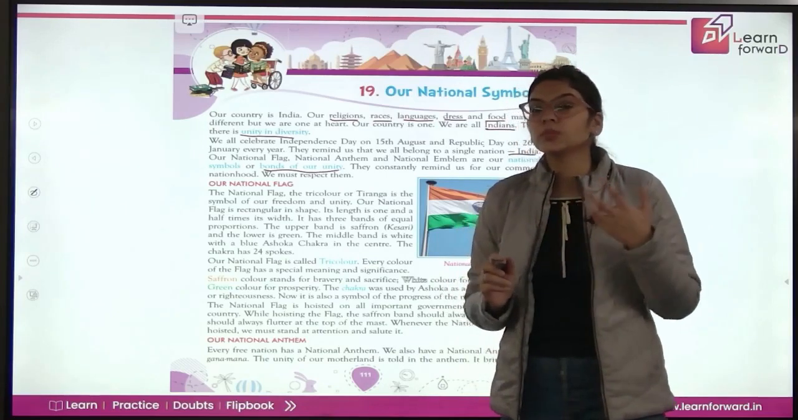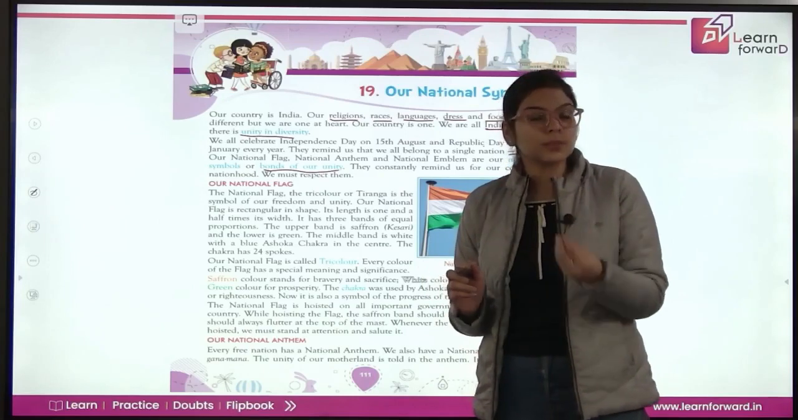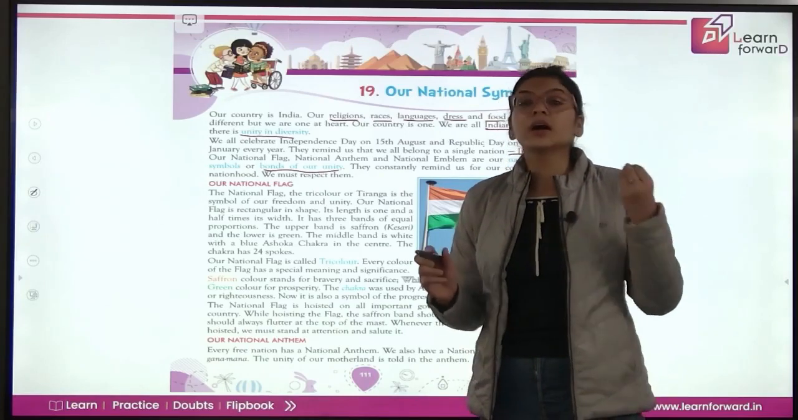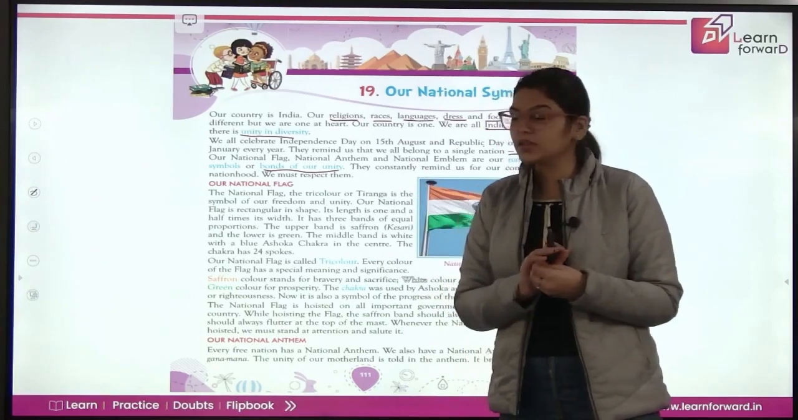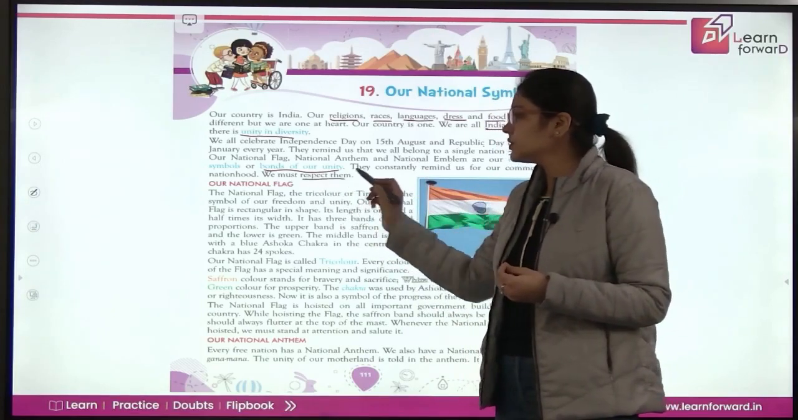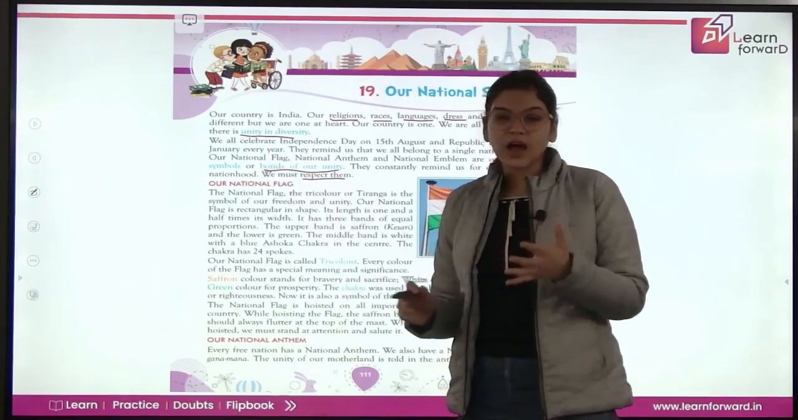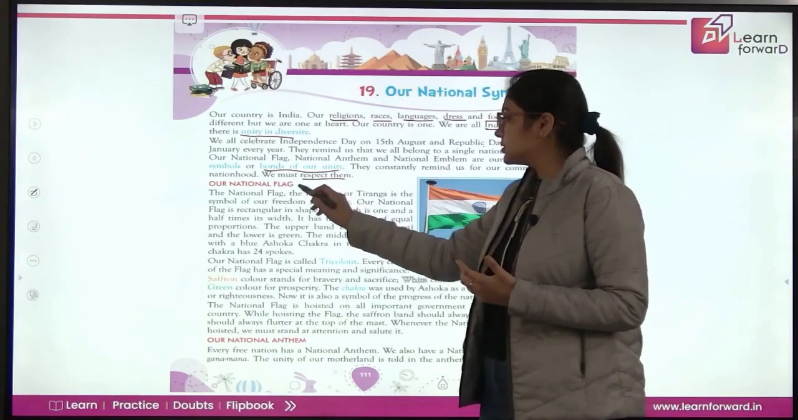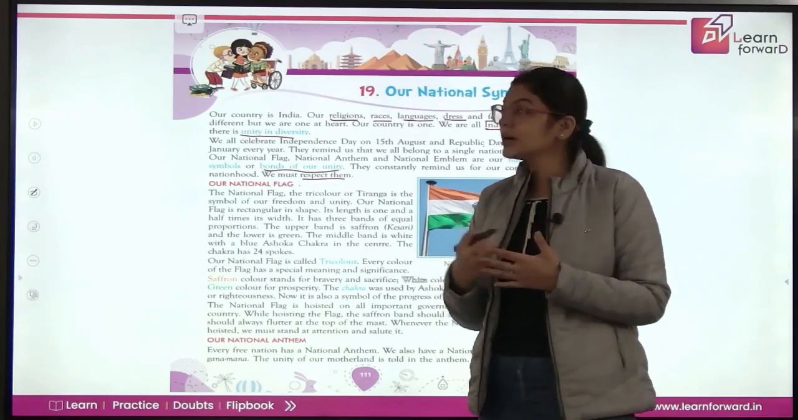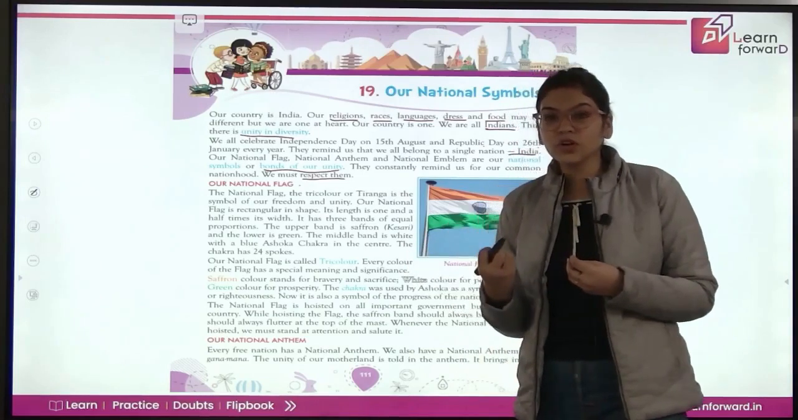Despite being from different religions, every person from different communities, from different religions, comes forward on these national festivals to celebrate these days together, right? So we should respect these days well and respect all the flag, anthem, song, emblem, as they are our national symbols and they are the bonds of our unity.